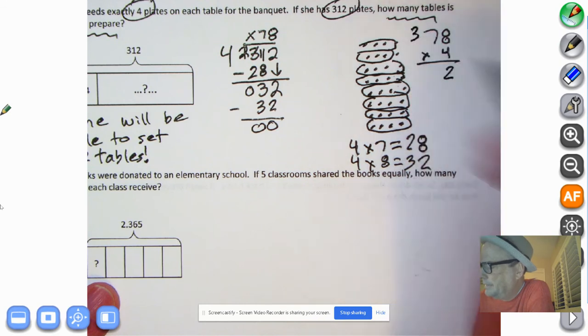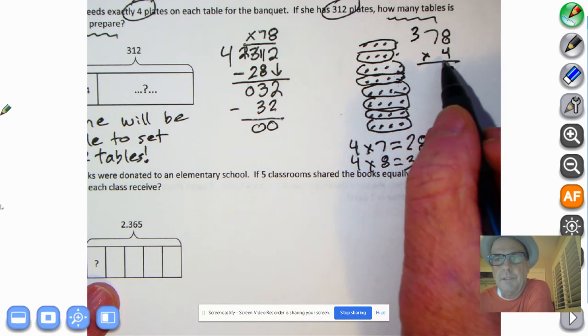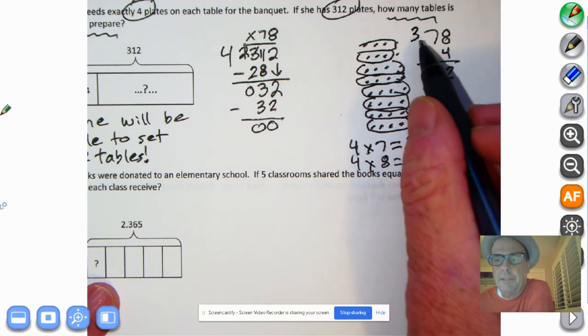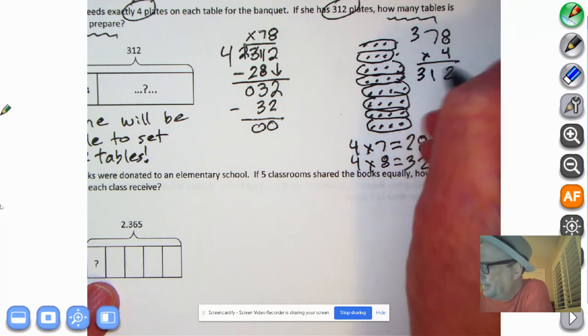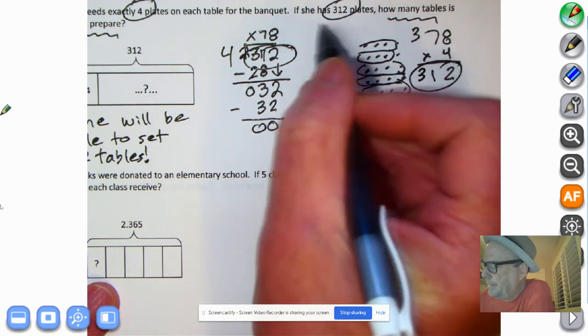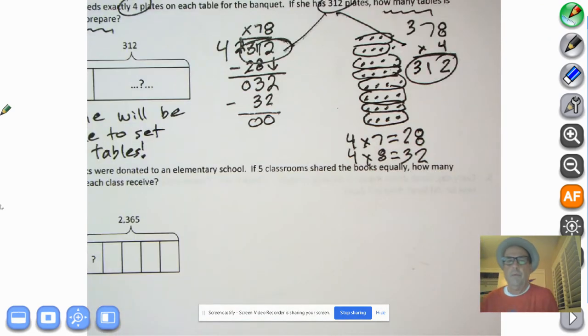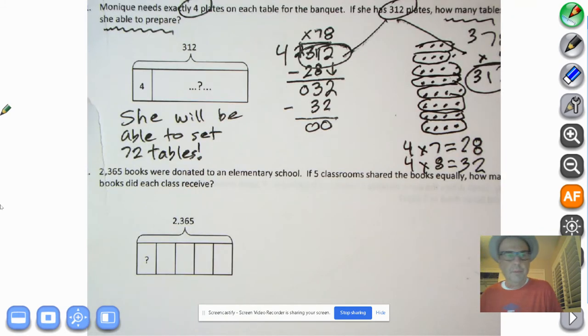Bring my 3 tens up there. 7 tens times 4 is 280, plus the 3, 290, 300, 310. And there we have it, 312. We know the answer is correct. Okay, we're going to do another problem, and then we'll take a little break.